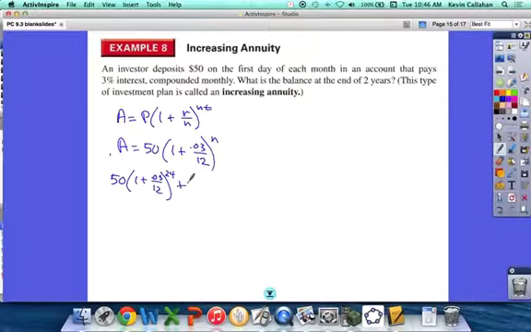Okay, but he's putting in that amount of money every month, right? Now the next month, he puts in another 50. How long is it going to be in that account? 23, right? One less month, because the whole period of time is 24 months. So the first amount is in for 24 months. The next amount is in for 23.